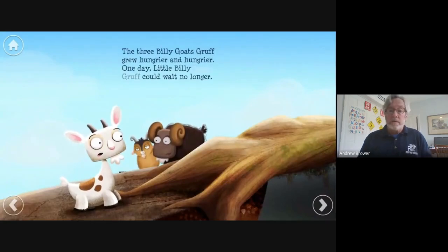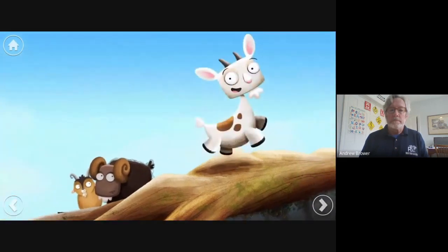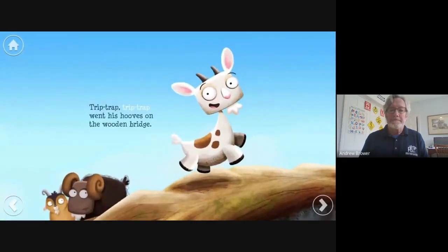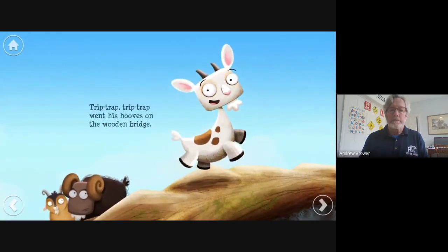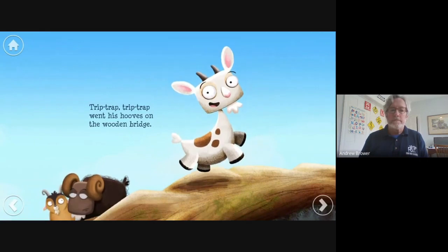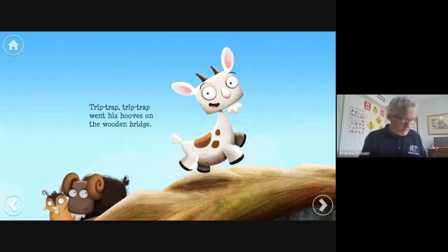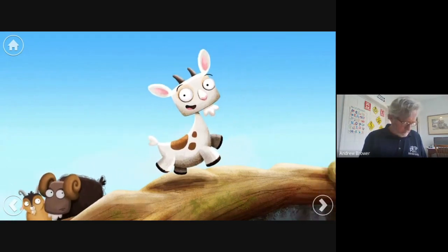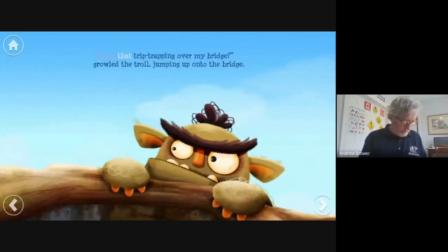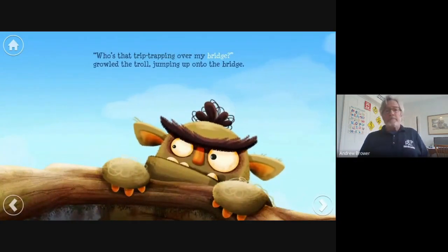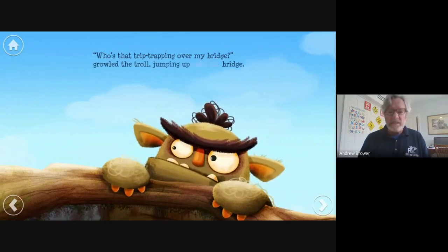One day, little billy goat gruff could wait no longer. Trip, trap, went his hooves on the wooden bridge. Who's that trip-trapping over my bridge? growled the troll, jumping up onto the bridge.